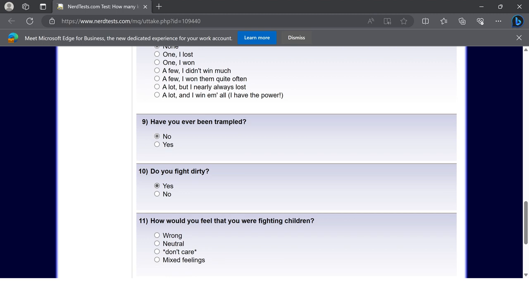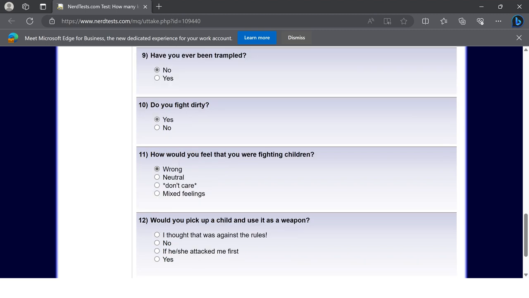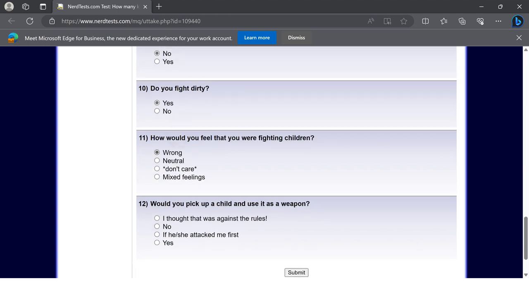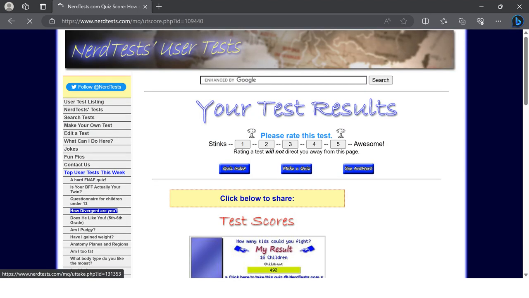How would you feel about fighting children? Wrong, neutral, you don't care, or mixed feelings? It's wrong? Okay. Here's the big one. Would you pick up a child and use it as a weapon? Yeah. Okay. 16 children. You underestimated your ability. Congratulations. That's great.